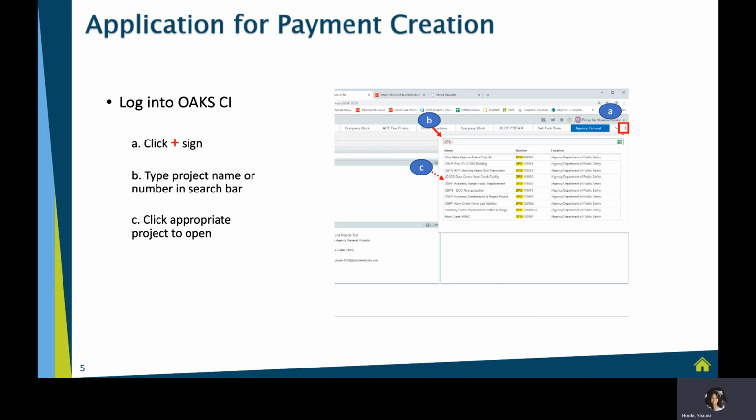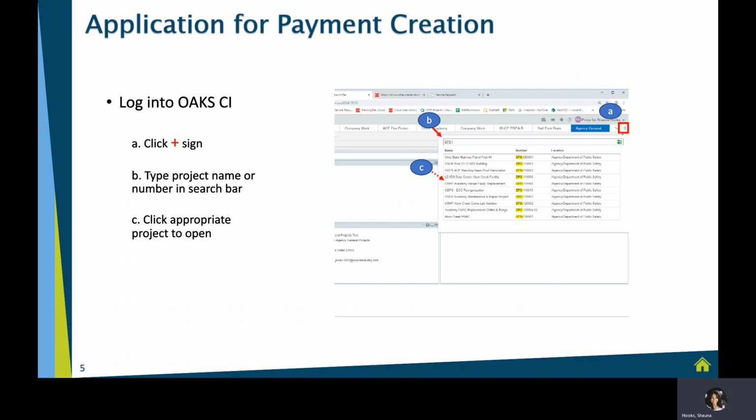So the first thing you're going to do is log into OakCI. And when you log into OakCI, you should see some tabs at the top of your screen. You may or may not see them, but you definitely will see a plus sign somewhere within this area. So what you're going to do is click that plus sign, and that'll pop up a little search area for you.